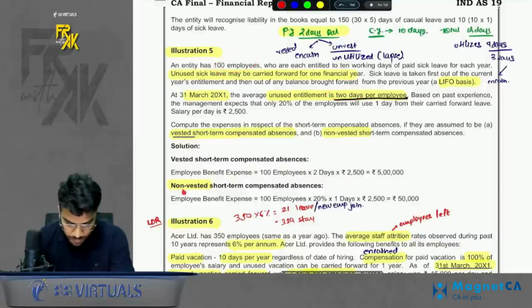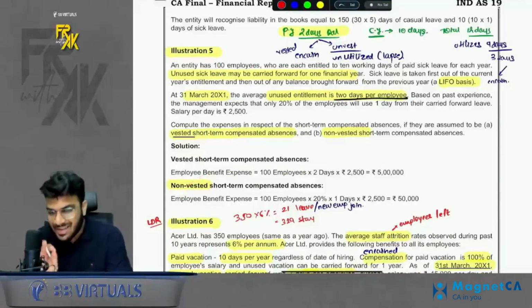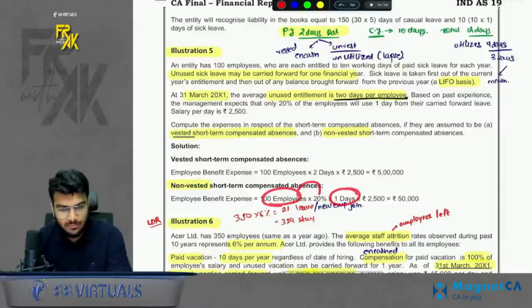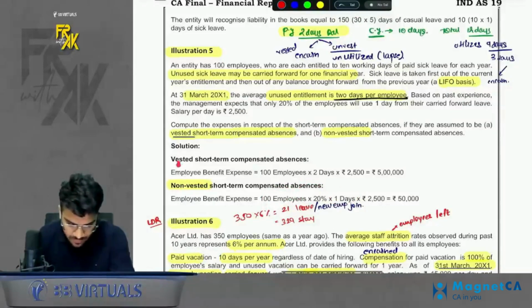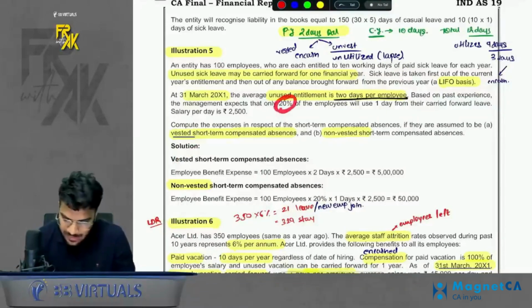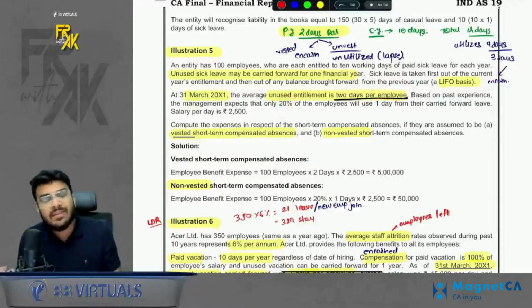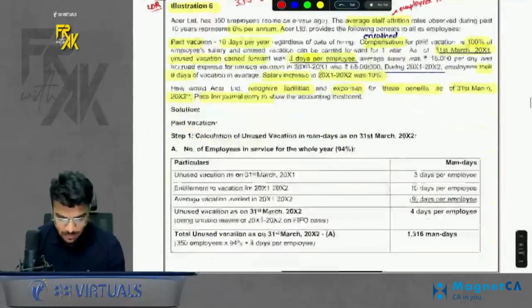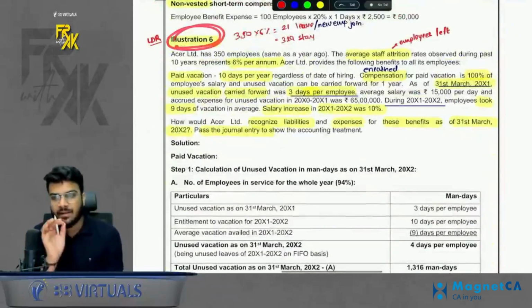But when it is non-vested, also consider the company's expectation. Your company expects that only 20% employees will avail 1 day. So you will consider the expectation in case of non-vested. So if it was non-vested, you will say 100 employees into 20% into 1 day only. Do remember, if it is vested, because vested means encashable, you will not consider expectation. Why? If an employee has a leave, he will encash it for sure. But in non-vested, you will consider the company's expectation. Do remember.